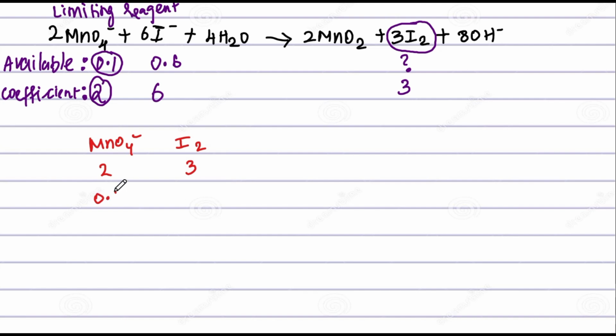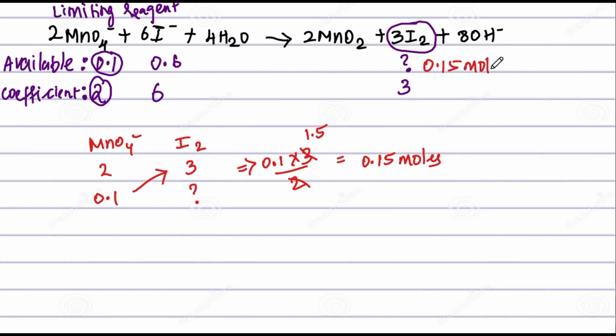Then 0.1 moles, which is available in the question, of MnO4 minus gives how many moles of I2? Just do the cross multiplication. You will get 0.1 into 3 divided by 2. When you cancel this, 3 by 2 will give you 1.5. So 1.5 into 0.1 is 0.15 moles. So in this reaction, 0.15 moles of I2 is produced.